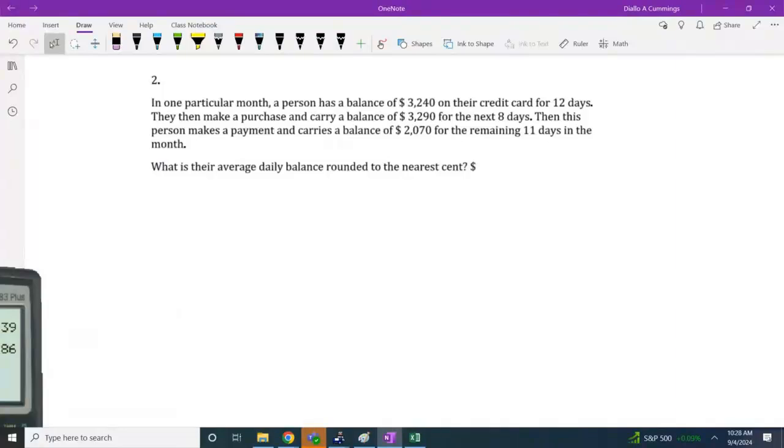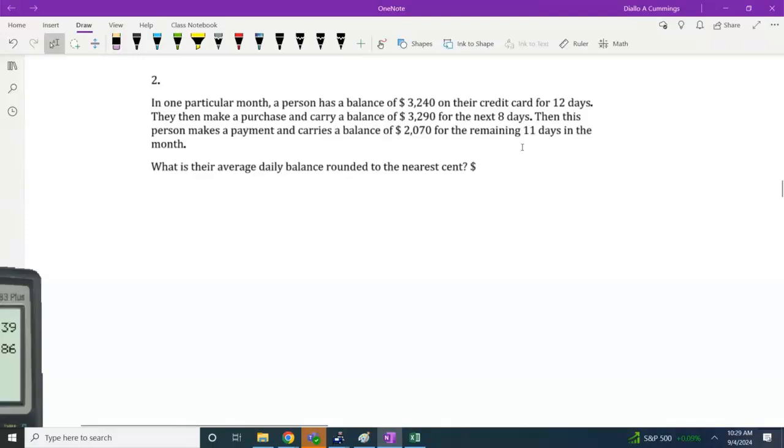It says in one particular month, a person has a balance of $3,240 on their credit card for 12 days. They make a purchase and carry the balance forward for the next 8 days. Then the person makes a payment and carries the balance of $2,070 for the remaining 11 days. What is their average daily balance? Round it to the nearest cent. It doesn't actually tell you to use a weighted average, it just says what is their average daily balance. But we're going to use the weighted average calculation.